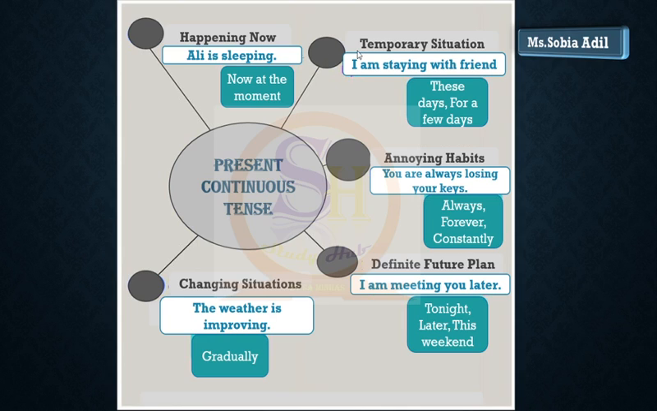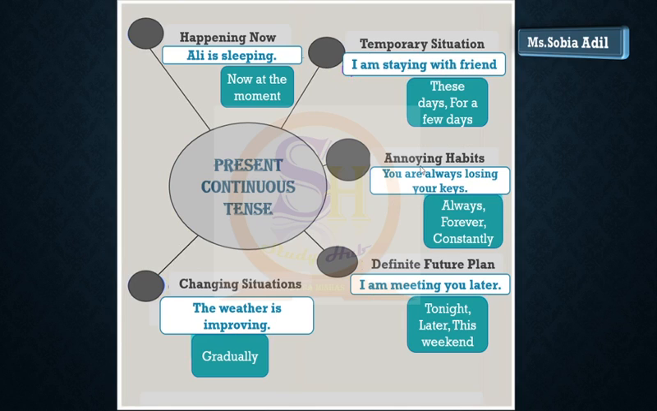Secondly, here comes the temporary situation, the situations that are not permanent. For example, I am staying with friends these days. I am staying with friends for a few days. So this is a temporary situation. That is not a permanent situation. You live or you stay at your own home, not with your friend. So this is a temporary situation. You can use the present continuous tense in this situation.